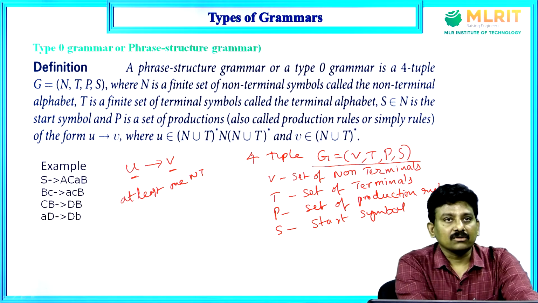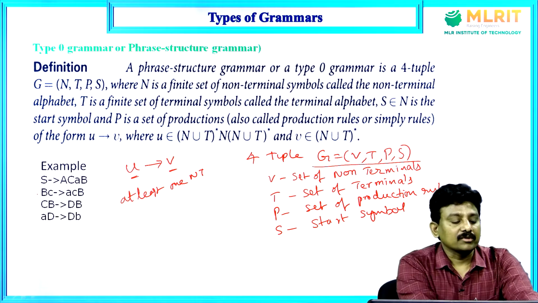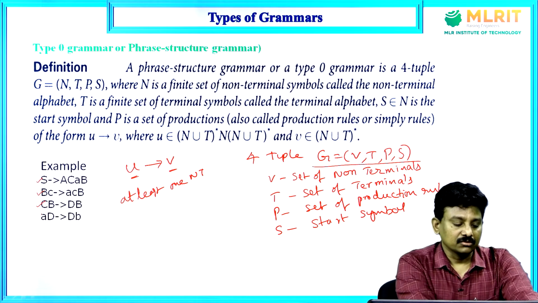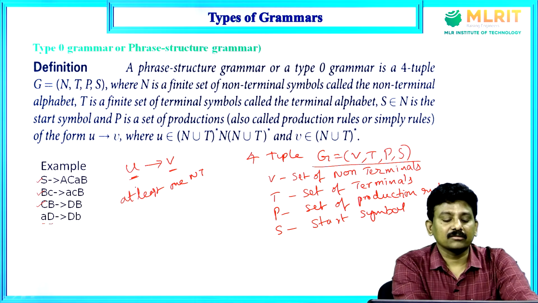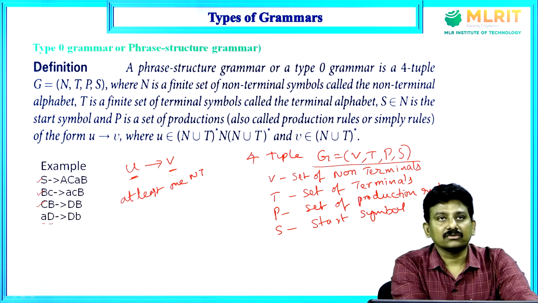On the right hand side we have a combination of terminals and non-terminals, but the left hand side should have at least one non-terminal. B is a non-terminal. Here S is a non-terminal. Third rule has 2 non-terminals, C and B. Fourth rule has one terminal, one non-terminal. So, left hand side of the rule should contain at least one non-terminal. Right hand side may contain any string of terminals and non-terminals. This is called type 0 grammar, also called phrase structured grammar.